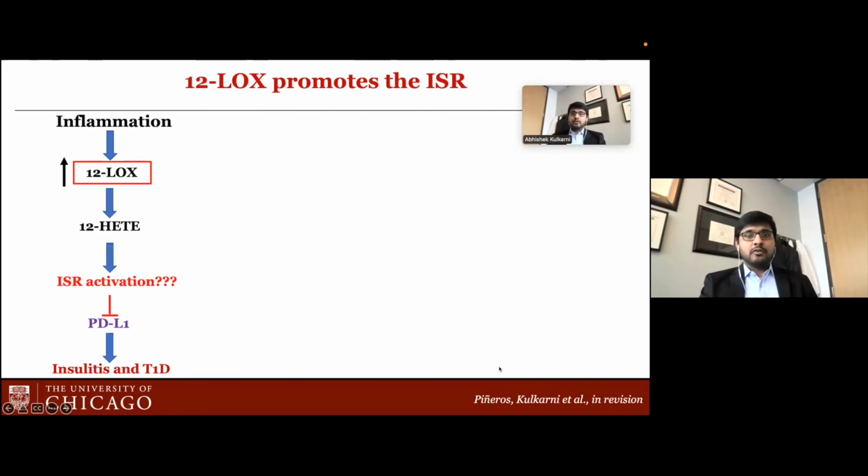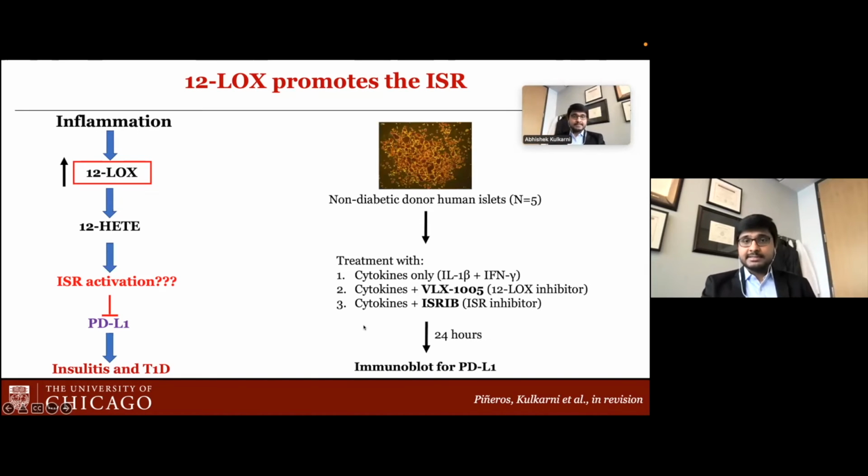So to take this study forward in the human context and also find this mechanistic link between 12-LOX ISR activation and PD-L1, we then resorted to human islets. We obtained human islets from generous non-diabetic donors, and then we performed in vitro experiments wherein we treated them with only cytokines, or cytokines in the presence of VLX1005, which is a human 12-LOX inhibitor, or cytokines in the presence of SRIB, which is an integrated stress response inhibitor. After these treatments, we analyzed the levels of PD-L1.